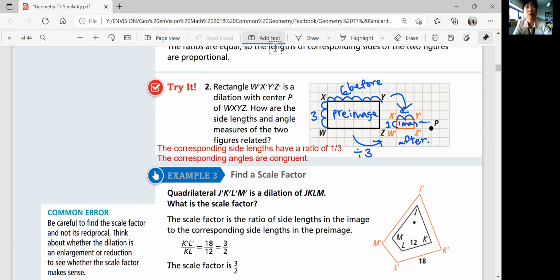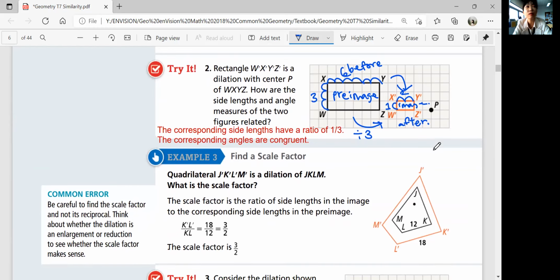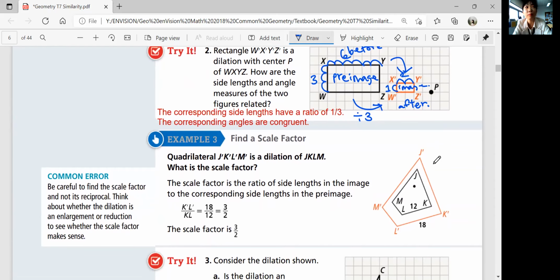Okay, example 3. Find the scale factor, just like that, right? Quadrilateral J prime, K prime, L prime, M prime is a dilation of J, K, L, M. What is the scale factor? So starting from the black figure, we're going to dilate to the red figure. We know it's visually getting bigger, so you know it's going to be greater than 1. Okay, but how do you know?